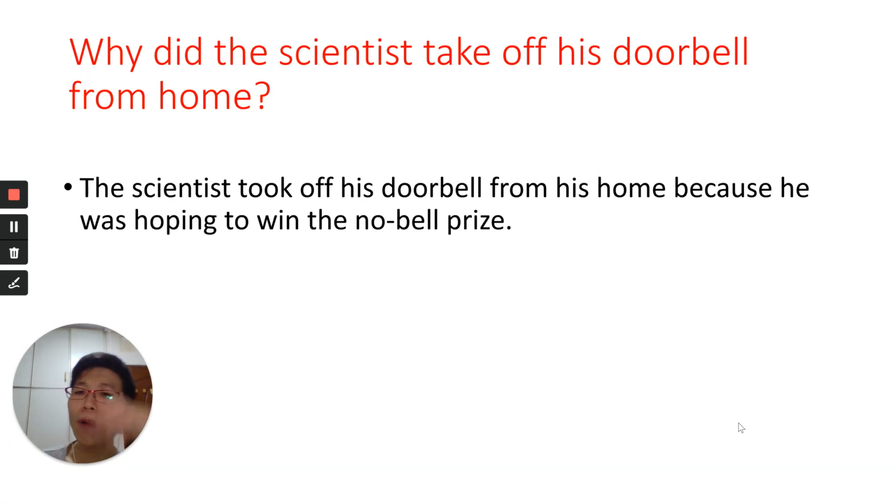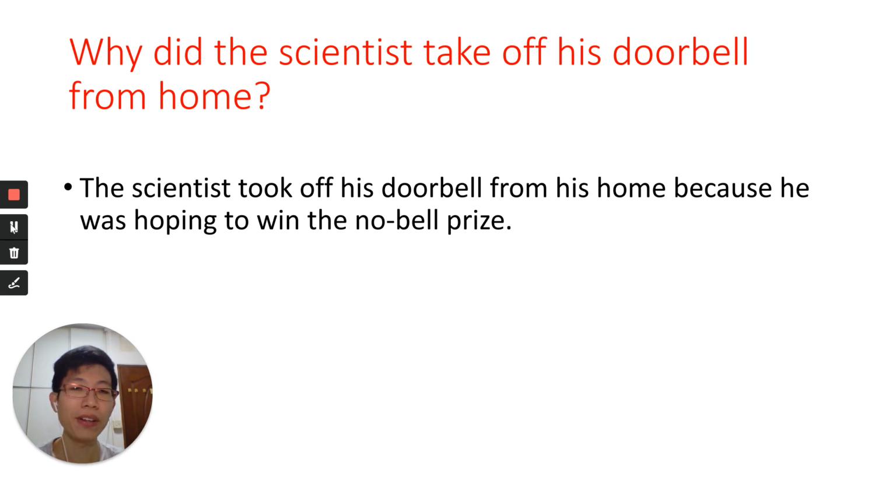Okay, so why did the scientist take off his doorbell from home? The reason is that the scientist took off his doorbell from his home because he was hoping to win the Nobel Prize. The Nobel Prize is the most prestigious, you can say the highest, award that can be awarded to a scientist, because he made a very amazing discovery. Yep. So I hope you understand this pun. It can be a bit lame, but yeah.